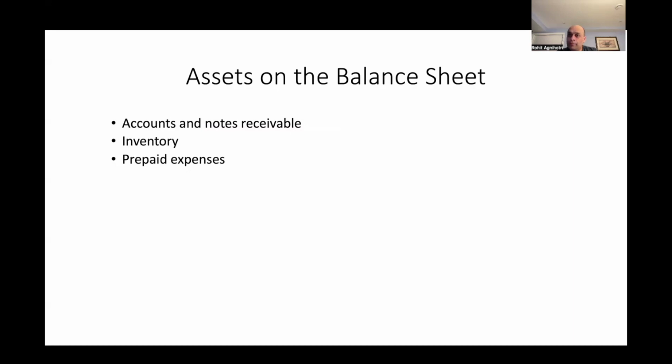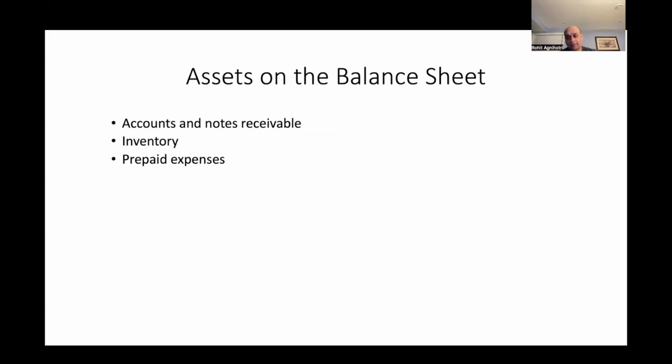Accounts receivable. This is the money that people owe you. So you sell your products. Not all the customers pay cash. Some customers are on credit or they are on account. So instead of paying you cash, they might have a contract with you that they will pay you within 2 weeks or within a month. That becomes your accounts receivable.